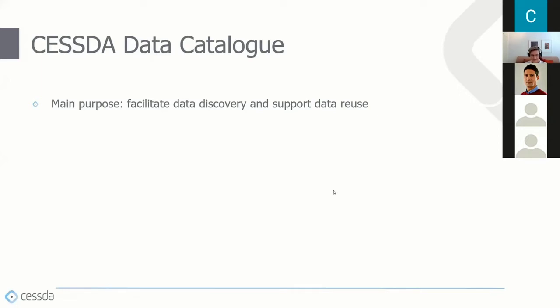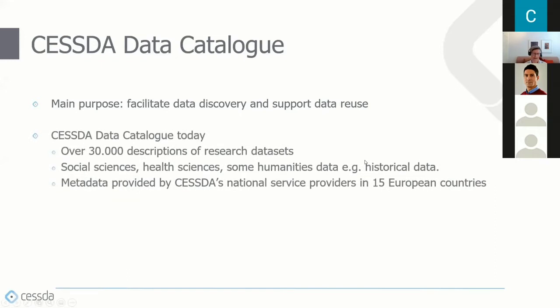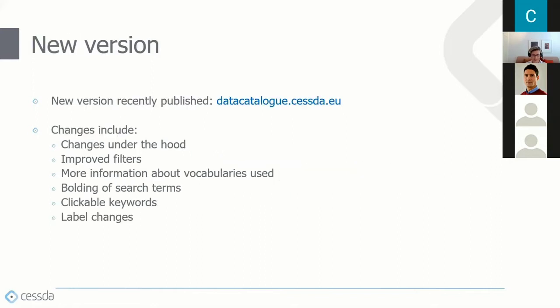And currently, there are more than 30,000 research data sets described. And the metadata is provided by the national service providers of CESSDA in 15 European countries. And a new version of the data catalog has just recently been published.